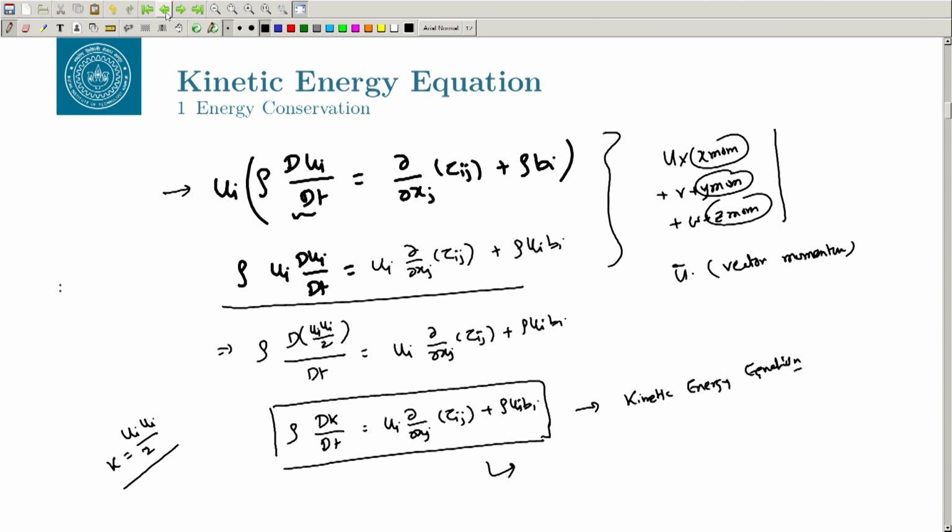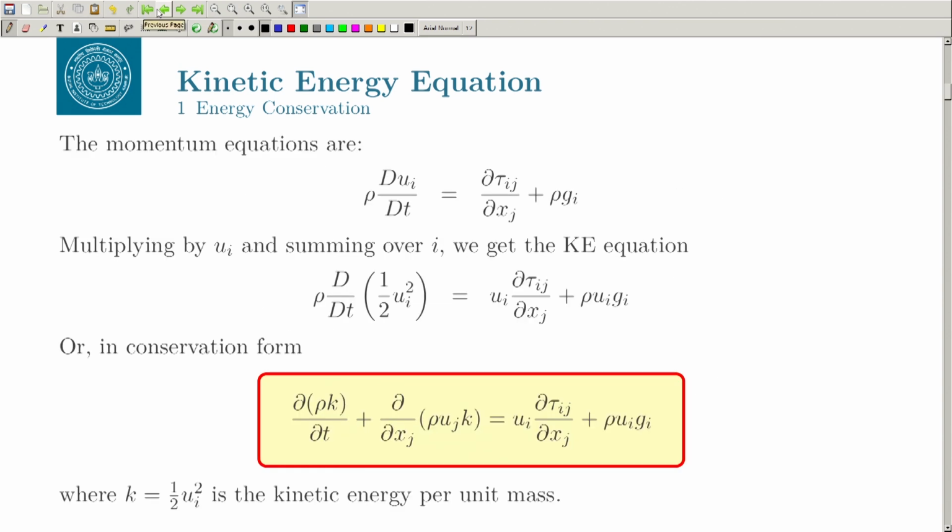So, we derived it because we want to go to the total energy equation, basically the kinetic energy plus your thermal energy, right, and you can have potential energy also, okay, but normally the variation of potential energy is not that high. So, we will just ignore it as of now, okay. So, you can write it in the conservation form like this also.